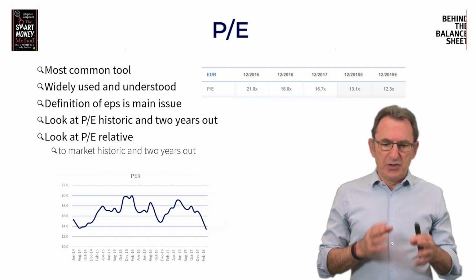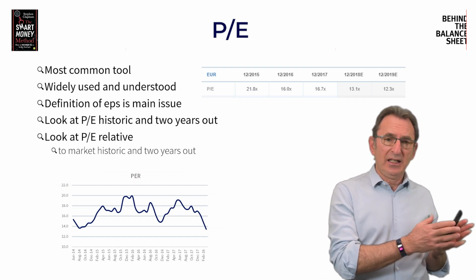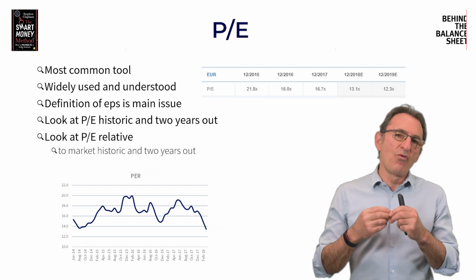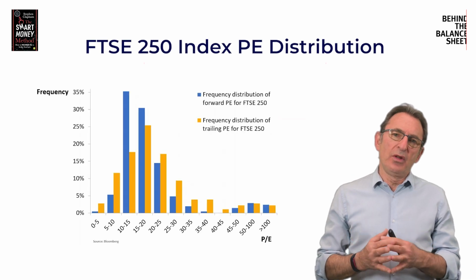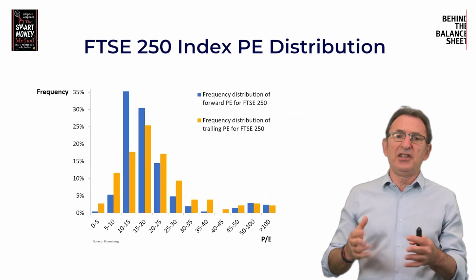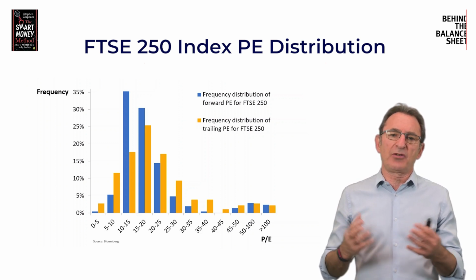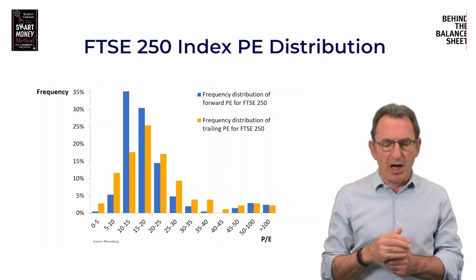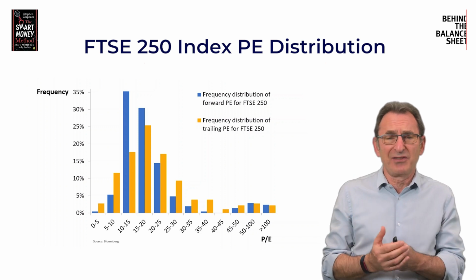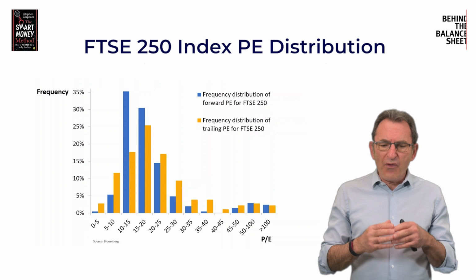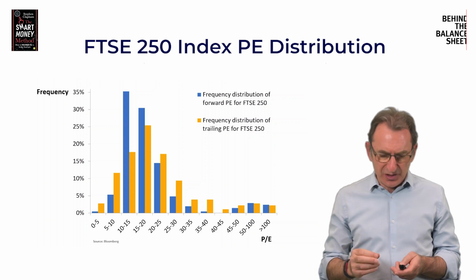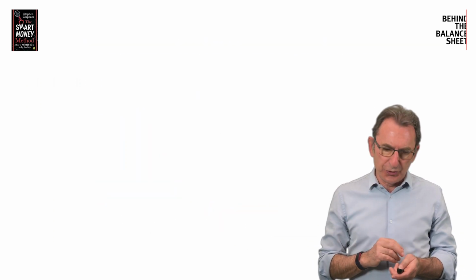But when we're looking at PE, what I like to do is look at the PE historically, the PE this year, and the PE next year. And I like to look at that both in absolute terms and relative to the local market. This slide shows you the FTSE 250 and the distribution of earnings multiples across that group. This is actually a slightly old slide. But the valuations haven't changed that much, in fact, because the UK market's been pretty much of a laggard. But you can see that the overwhelming frequency of PEs is in that 10 to 20 range. When you get outside that, it's really, really unusual.